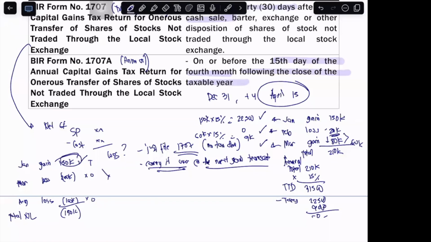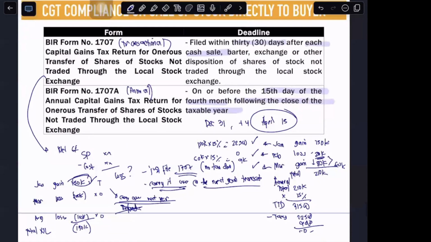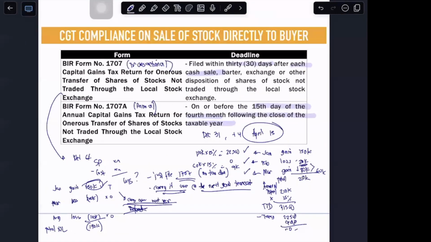Again, you can carry over the payment for next year. Or if you want, you can do the process of refund. But per practice, you don't refund as a whole. You better carry it over, especially if that is a stock directly to buyer and you normally sell stock directly to buyer, then properly just carry it over for next year if ever it is total net loss instead of net gain. Okay? So that's how we comply on your stock directly to buyer.